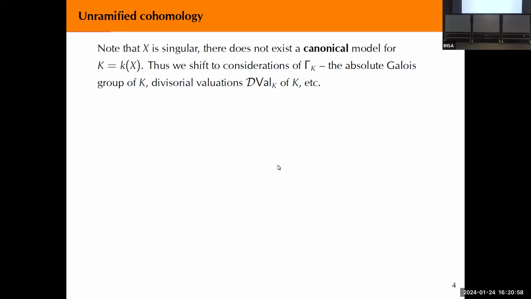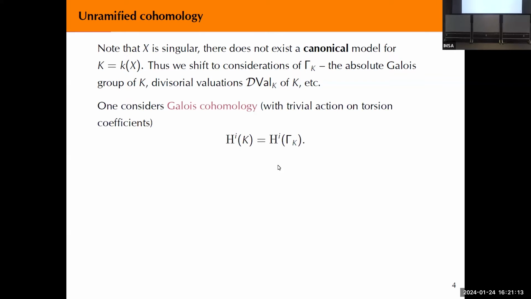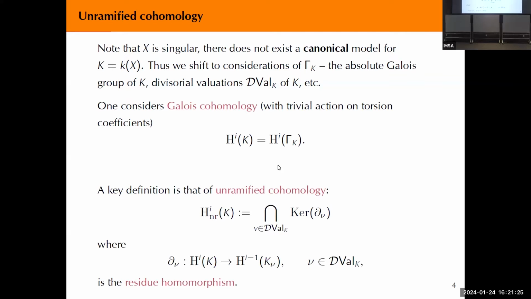I mean, we're only interested in birational issues like rationality, and so we may as well work with the function field, and then you think about valuations, divisorial valuations, about the absolute Galois group of your field, and so on. And the kind of invariants that people look at when they think about fields is Galois cohomology, with torsion coefficients that I omit here. And a key definition in this field is unramified cohomology. So there is a residue homomorphism, which goes from H^i of the field to H^{i-1} of the residue field of the completion of the valuation.